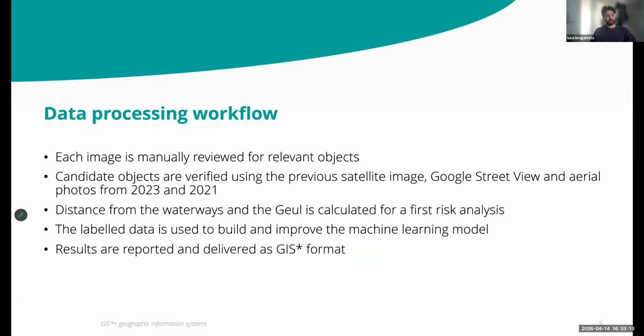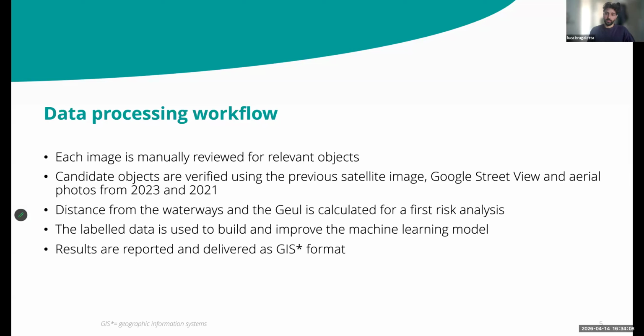Basically, the data processing workflow works like this: each image was manually reviewed in the beginning for relevant objects, because of course there was no public data set, and it needed initial imagery. So after obtaining the images from the Pleiades Neo, those images were manually reviewed to detect where possible silos or possible other manure storage could be. And those were then verified with Google Street View and aerial photos from 2023 and 2021, and also with previous satellite images to check that those were structures and were not moving, or possible false positives.